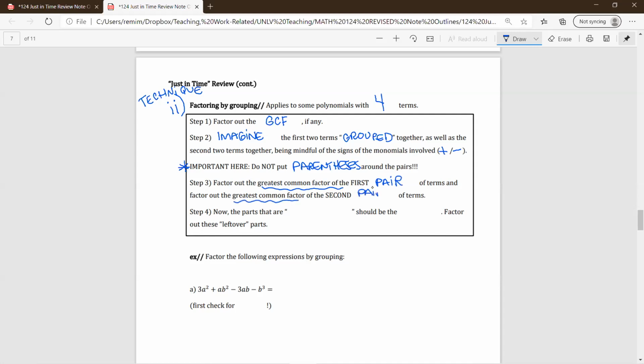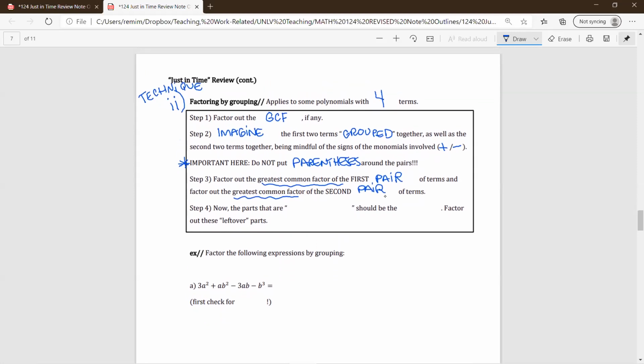So now you should hopefully be able to see why we had to do technique 1 first. It's because we're using it here in technique 2, the greatest common factor. Step 4. Once you do step 3, you're going to have parts that are kind of left over. That's what I call them, leftovers. The parts that are left over should be the same. A lot of people force them to be the same.